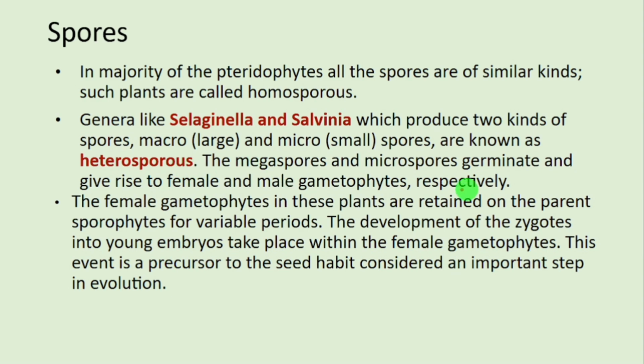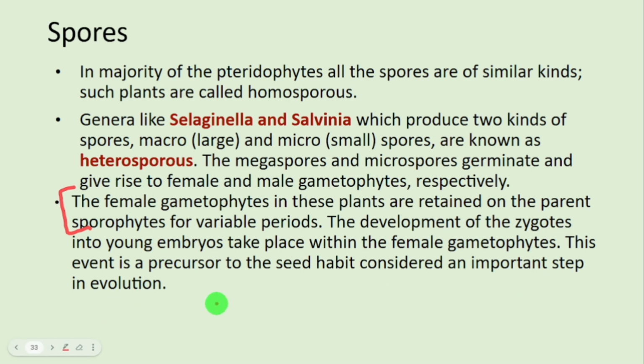Megaspores will germinate to form female gametophyte and microspores will form male gametophyte. The female gametophyte in these plants are retained on the parent sporophyte for variable period. This is very important point. The development of the zygote into young embryos take place within the female gametophyte. This event is a precursor to the seed habit, considered an important step in evolution.